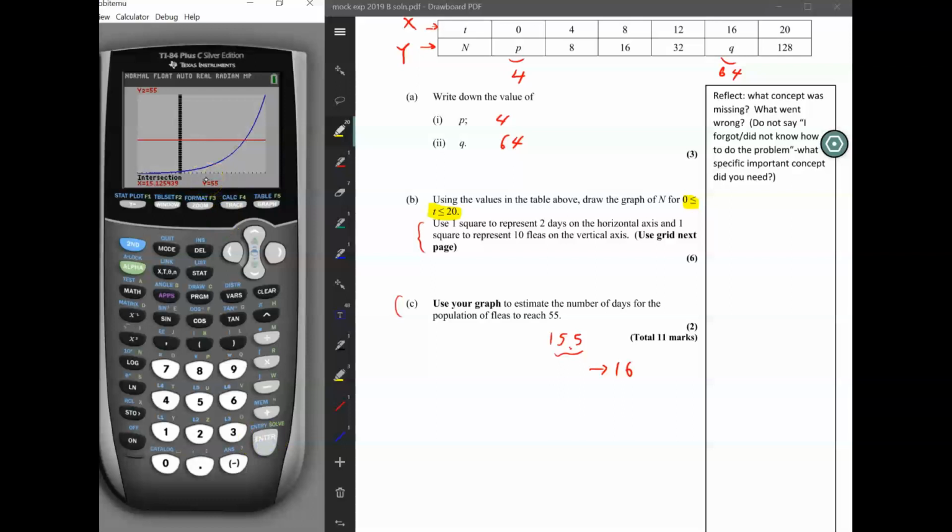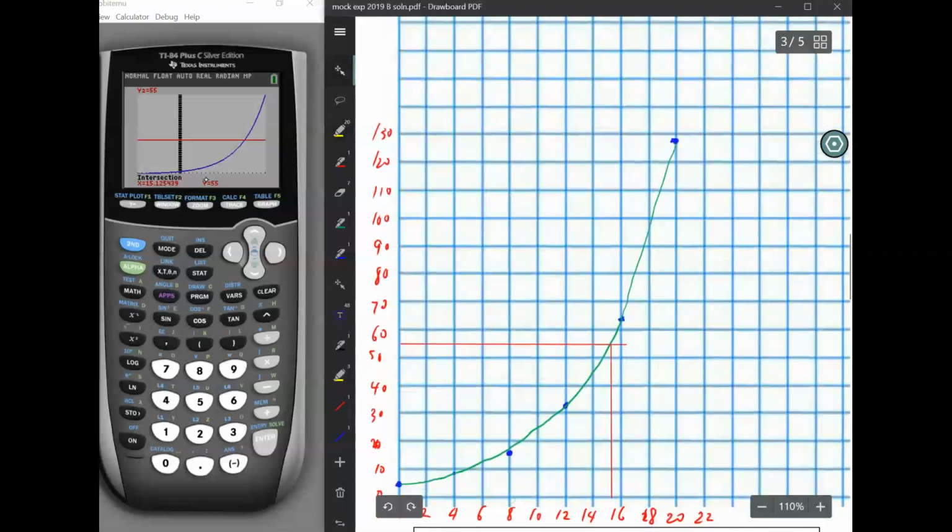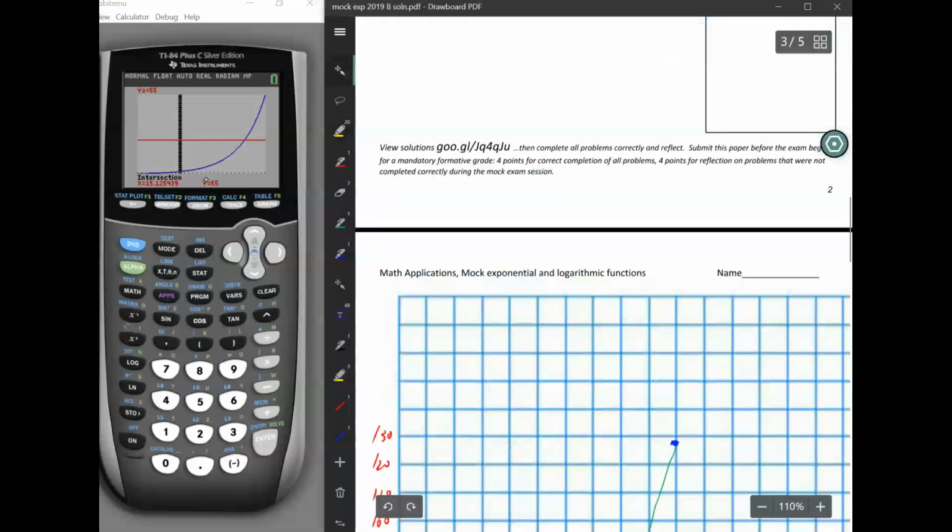So the answer is 15.13, about 15.1. So actually, if you use the calculator, you can see that the answer is 15.1 instead of 15.5. It's kind of hard to see on the graph exactly where it was between 15 and 16, but that's okay. What you need to do is do it on the grid paper and then leave evidence like this vertical and horizontal line to show why you got the answer that you did.